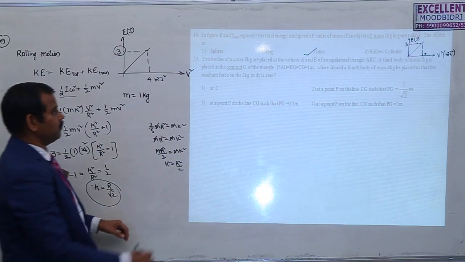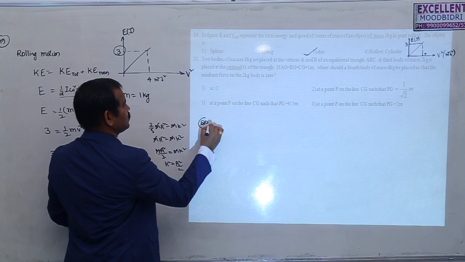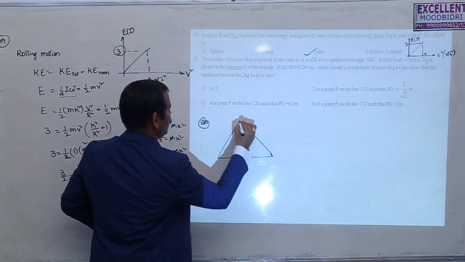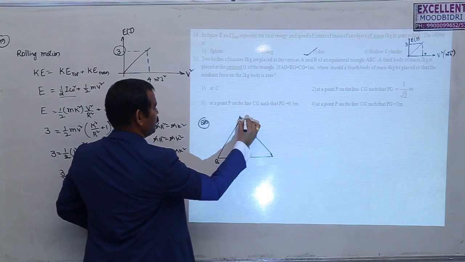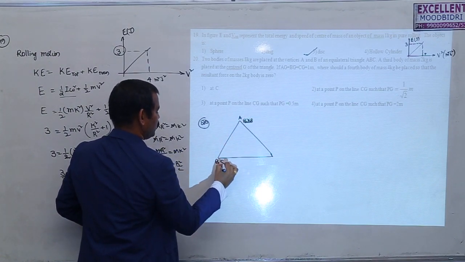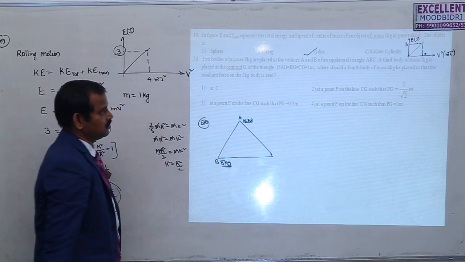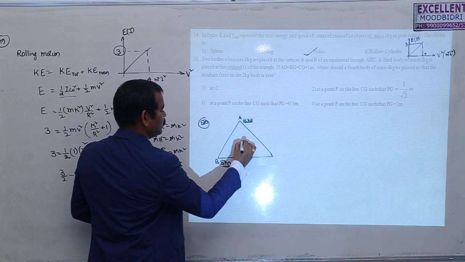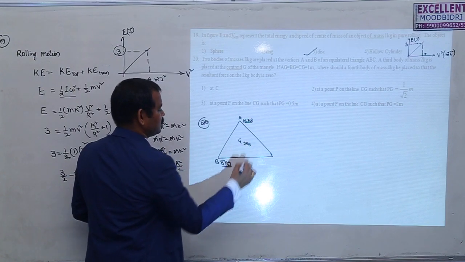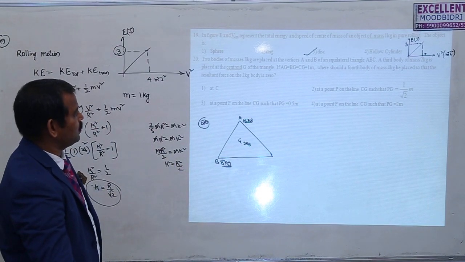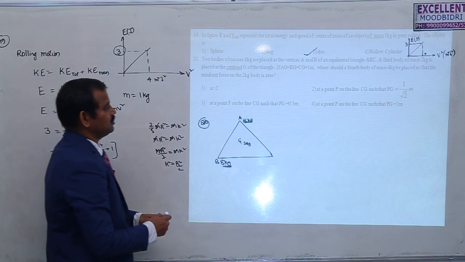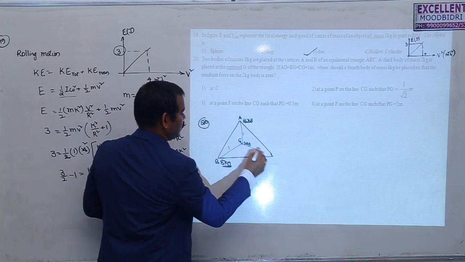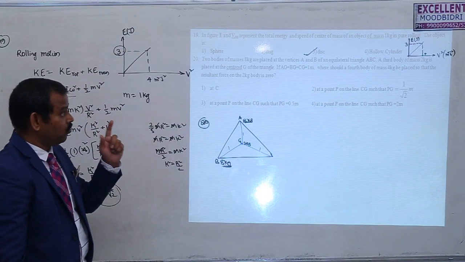Now, in problem number 20, two bodies of masses 8 kg are placed at A, B, C. A, B, C is an equilateral triangle. At A and B, 8 kg masses are placed. And a third body of mass 2 kg is placed at centroid. So, at G, 2 kg mass is placed here. So, from this, if AG, BG, CG is 1 meter, so this is 1 meter, this is 1 meter, this is 1 meter.